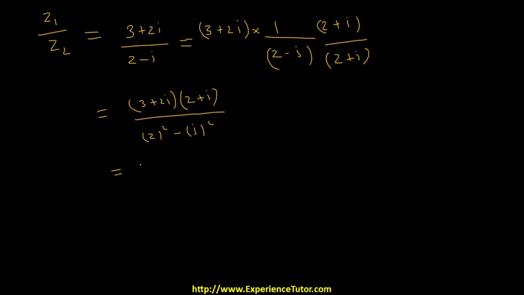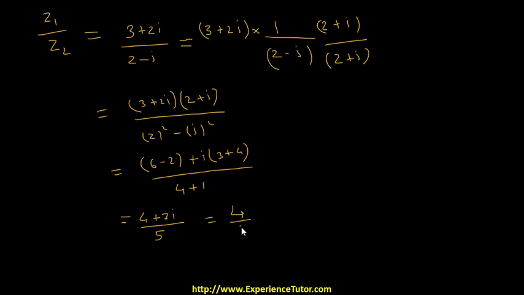So upon solving this, we'll get 6 minus 2 plus i, 3 plus 4, upon 4, i square is equal to minus 1, which is equal to 1. So upon solving we can get 4 plus 7i upon 5. Therefore 4 upon 5 plus i 7 upon 5.